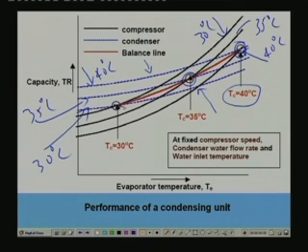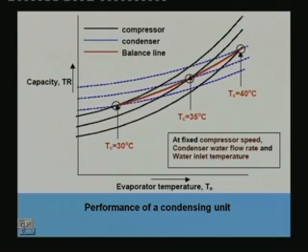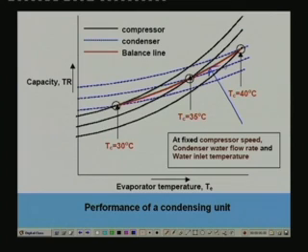Similarly, at this point, 30 degree centigrade condenser temperature balance point. So, if you join all these 3 points, you get the balance line, or the characteristic curve for the condensing unit. Remember that this is at fixed compressor speed, fixed condenser water flow rate and fixed condenser water inlet temperature. And this red line is your balance or characteristic curve for the particular condensing unit.